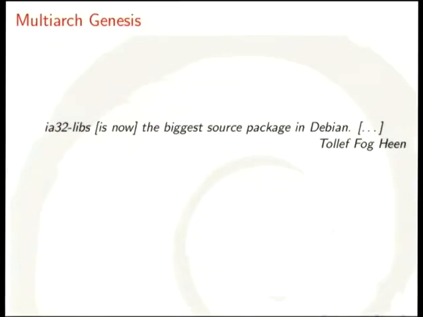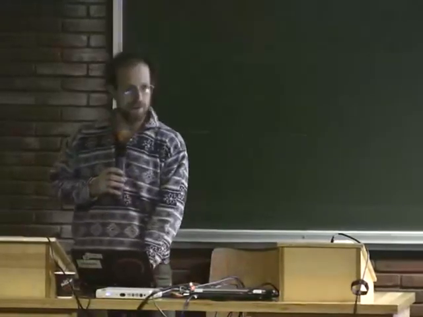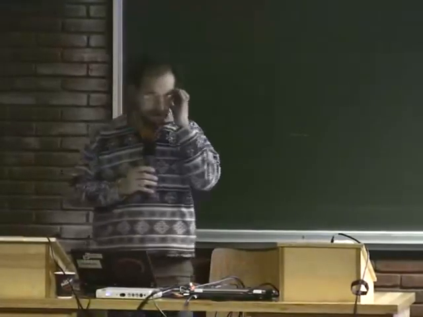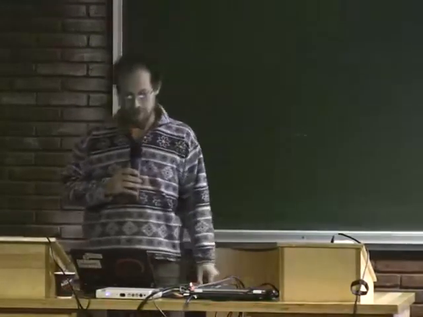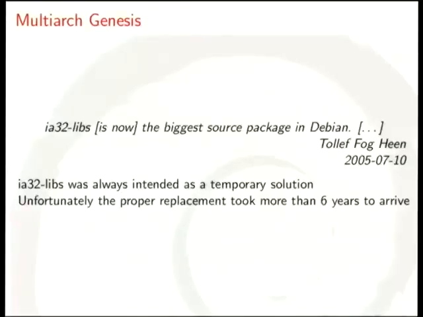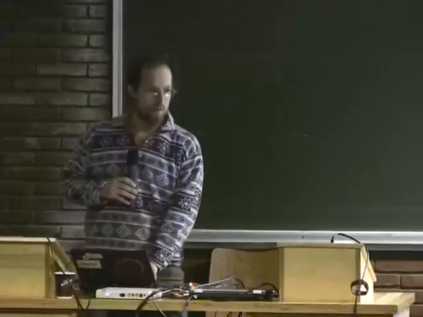Most of the driver for actually doing this has come from the fact that ia32-libs is horrible and a massive pain. So, as Tollef pointed out, it's now the biggest source package in Debian, and he pointed that out in 2005. It hasn't got any better since then, as people keep adding wine libs to things. So this was a temporary scheme to deal with the fact that we weren't using the lib64 mechanism, but it's taken quite a long time to fix it and do it properly.